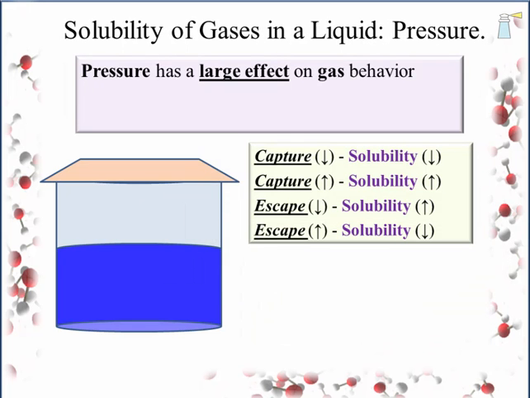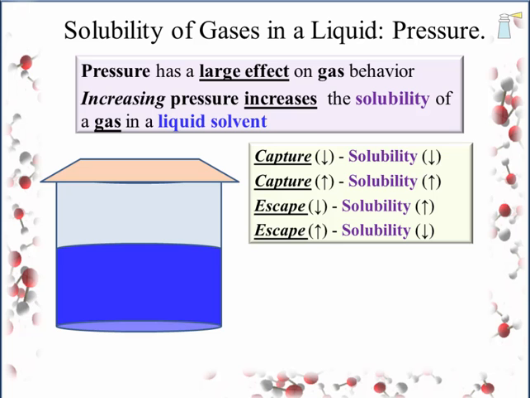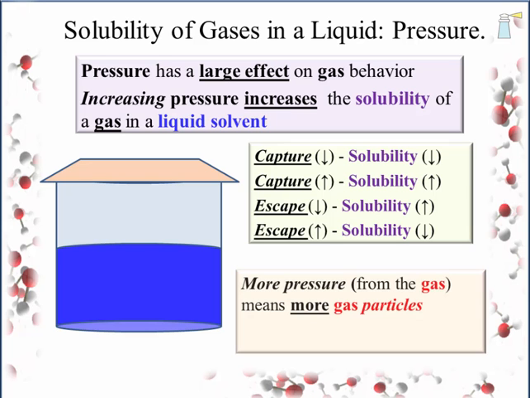We start by declaring that the pressure has a large effect on gas behavior in general, and that comes out with its solubility. Increasing pressure increases the solubility of a gas in a liquid solvent. This follows the line of reason that more pressure means more gas particles for the same given area. This comes right out of the definition of pressure of a gas.